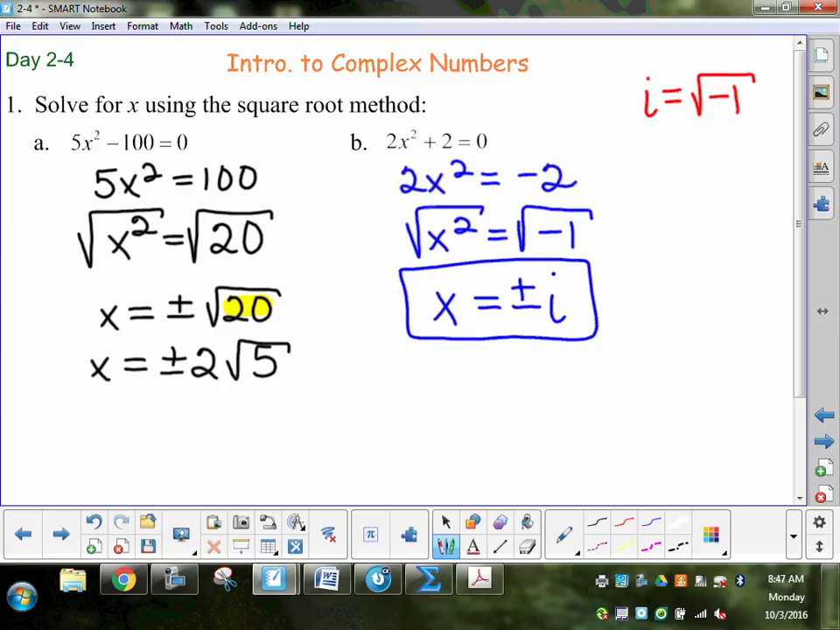Now, you know what the square root of 1 is, that's 1. The square root of 4 is going to be 2. The square root of 9 is going to be 3. The square root of all of our perfect squares stays the same. What we need to unlock now is this.